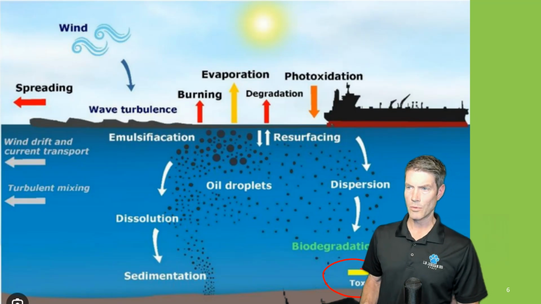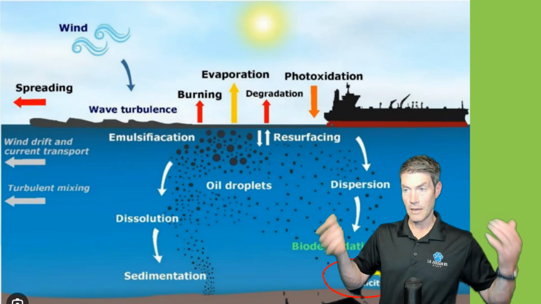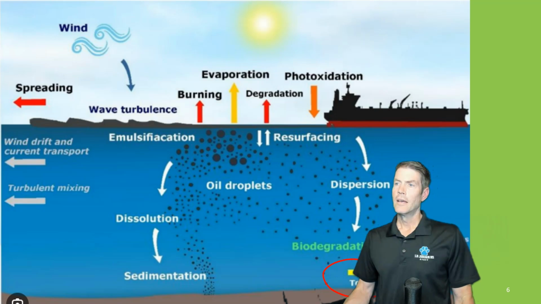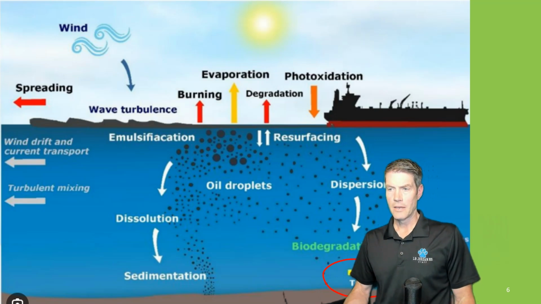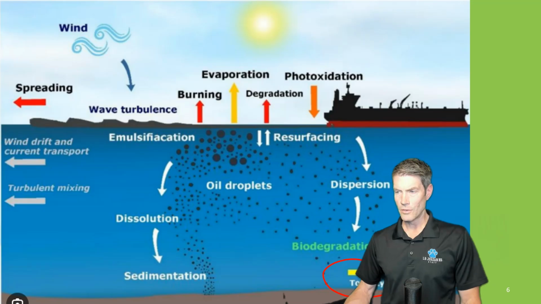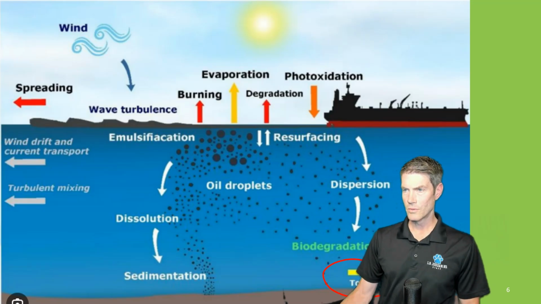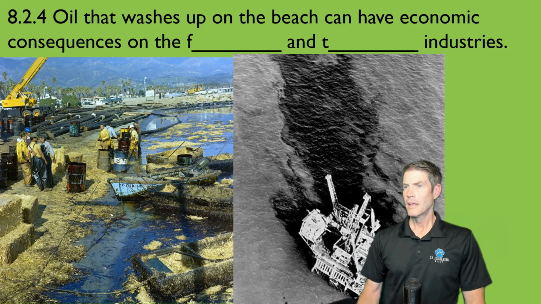So the best case scenario, if there is an oil spill, is to gather up as much of that oil as possible, put booms out, and vacuum it up. That's what they try to do currently to deal with oil spills.